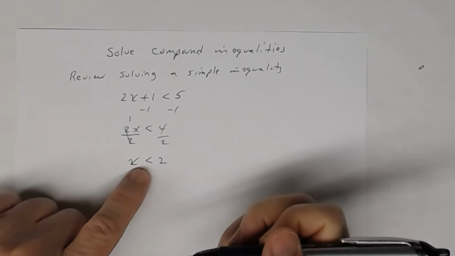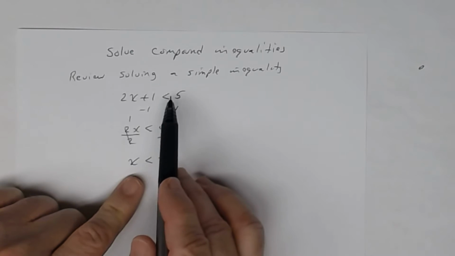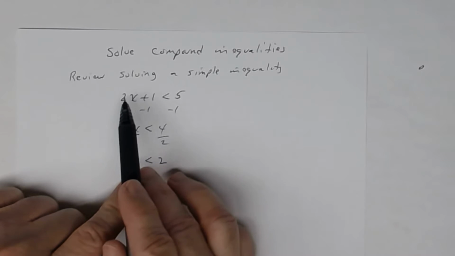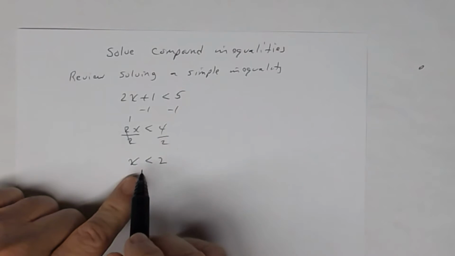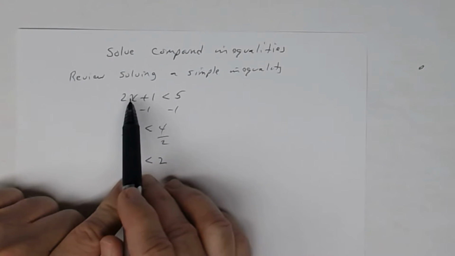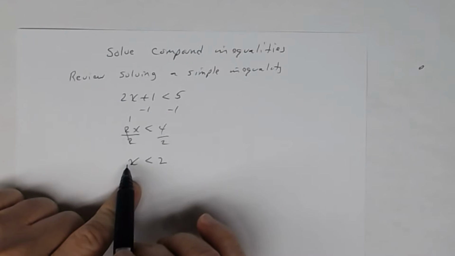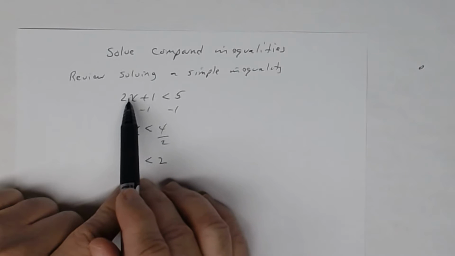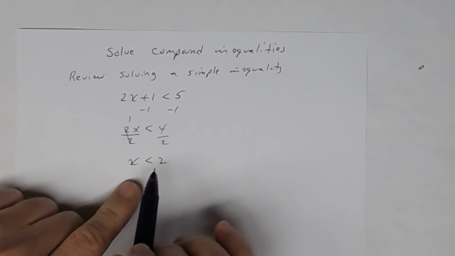So what you found is that the solutions to this inequality, the values of x, the real numbers that will make this left side less than 5, will be any number less than 2. Okay, so for example, 0. 0 is less than 2. What's 2 times 0? 0. 0 plus 1 is 1, and 1 is less than 5. Negative 3 is less than 2. 2 times negative 3 is negative 6. Negative 6 plus 1 is negative 5. Negative 5 is less than 5. So there are an infinite number of solutions.